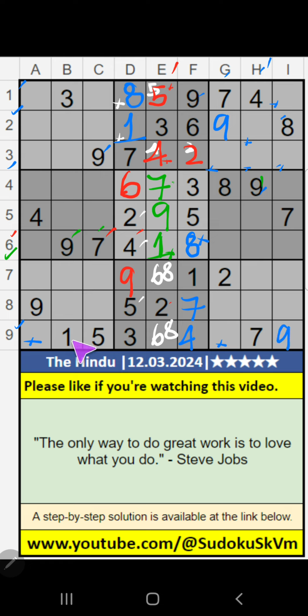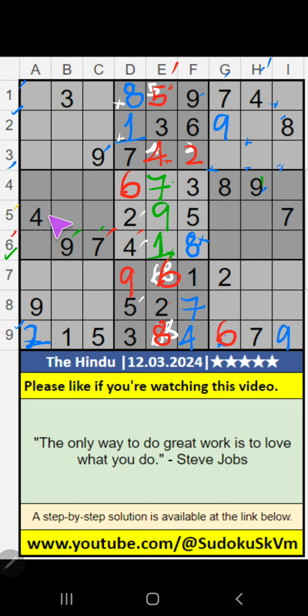The 9th row, 3 numbers are remaining. 2, 6, 8. Column G, we have 2. So 2 can't come in the cell. Then 2 is confirmed here. Then only 2 numbers are remaining. 6 and 8. Column G, we have 8. So 8 can't come in the cell. 8 is confirmed here. Then 6 is here. Then column E and 8th grid, only one number remaining. 6. 6 is confirmed here.